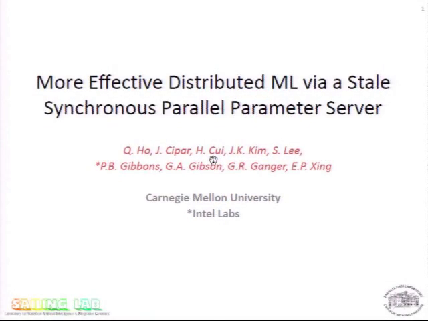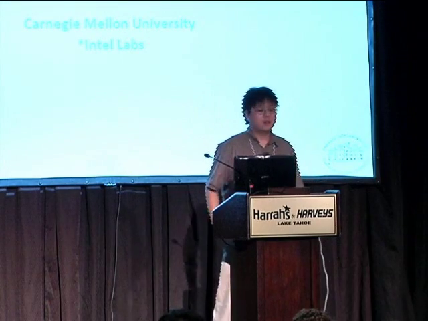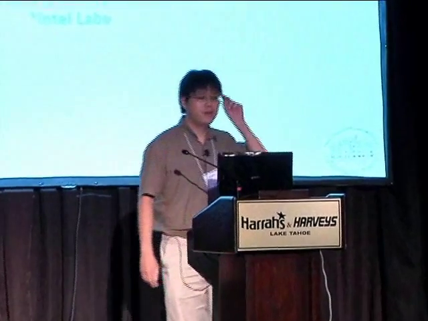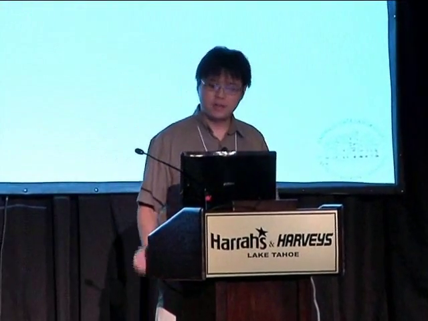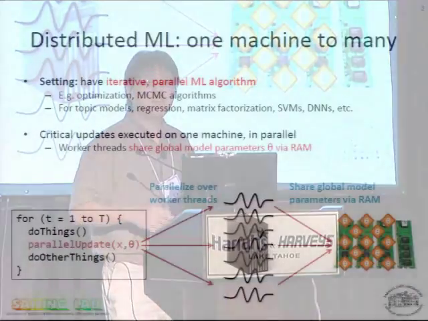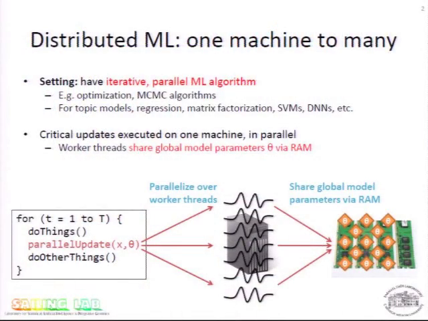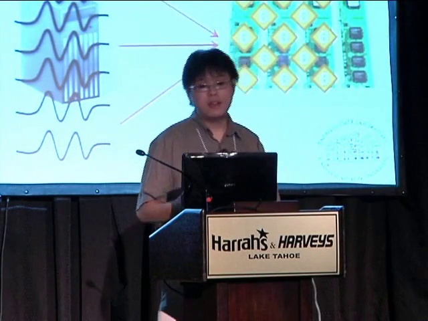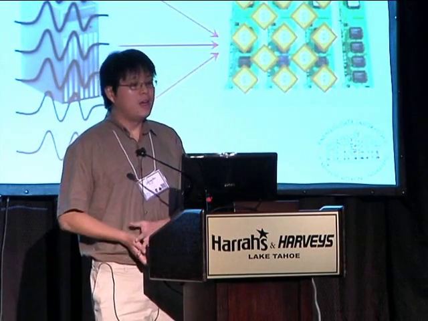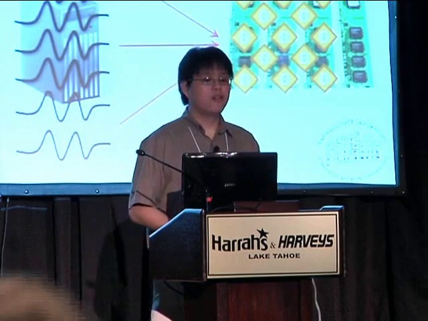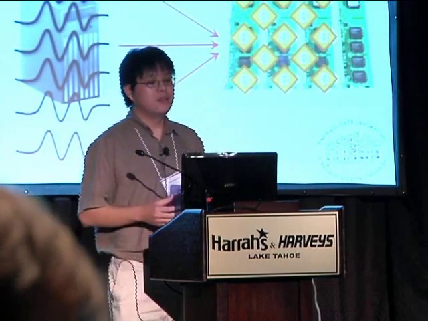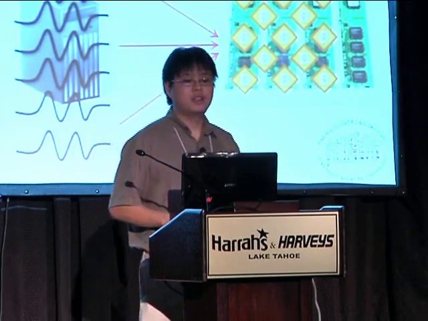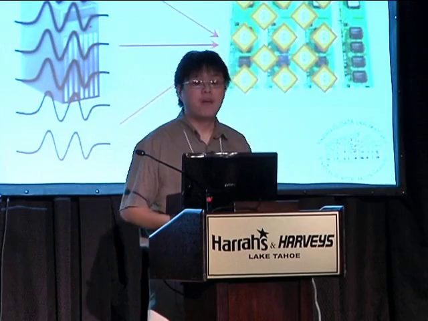All right, good morning everyone, and thank you for having me up here to talk. My name is Jirong, and I'm going to talk to you about more effective distributed ML via a Stale Synchronous Parallel parameter server. The motivation here is that we're trying to take a single machine iterative parallel ML algorithm from one machine to many. That's the distributed setting. Normally, in your algorithm, you have critical update steps that are executed on one machine in parallel over many threads. The worker threads share these global model parameters theta via RAM.